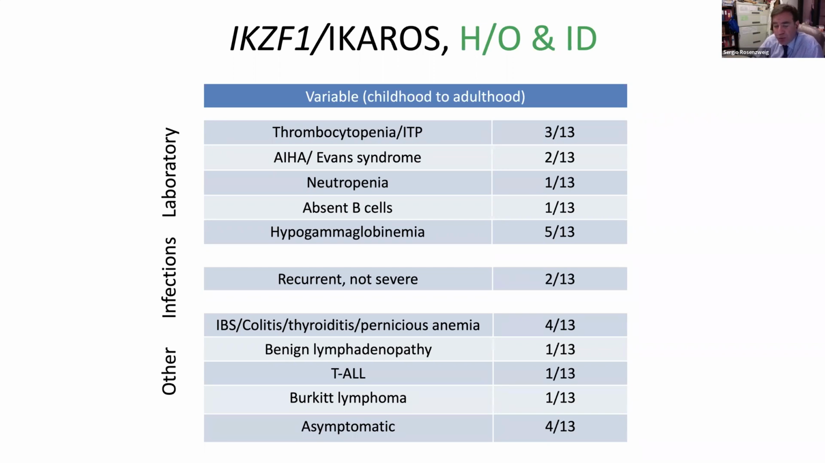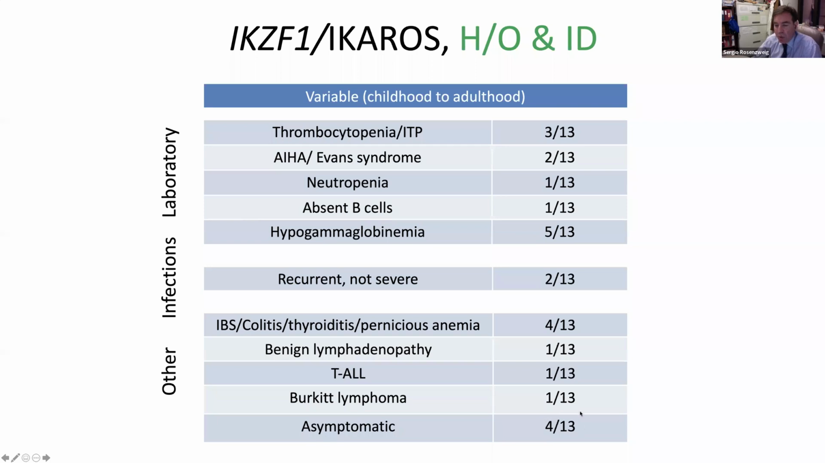So infections, for reasons that we do not fully understand, were not the main feature associated with this form of the disease. The hematological manifestations, the immune dysregulation, and the cancers were highly prevalent. Irritable bowel syndrome, colitis, thyroiditis, and pernicious anemia were highly prevalent. Benign lymphadenopathy was present in 1. T-ALL, 1 out of 13. Burkitt lymphoma, 1 out of 13. So 2 out of 13 patients had hematological cancers.